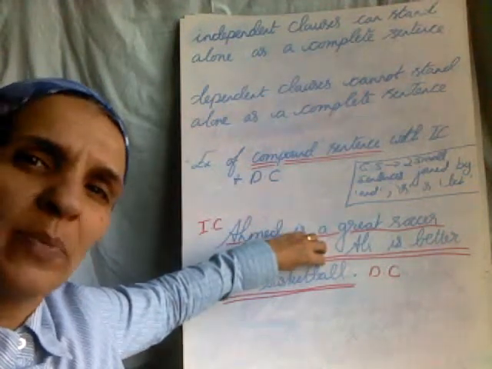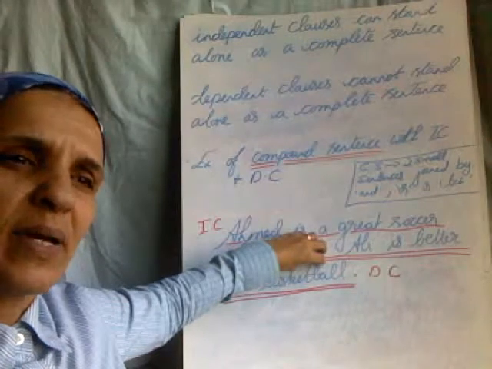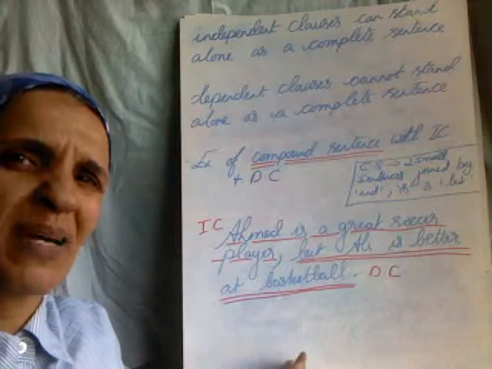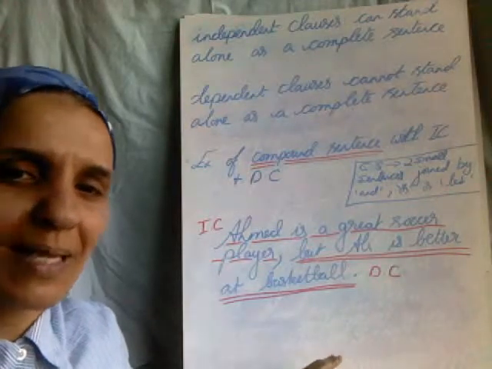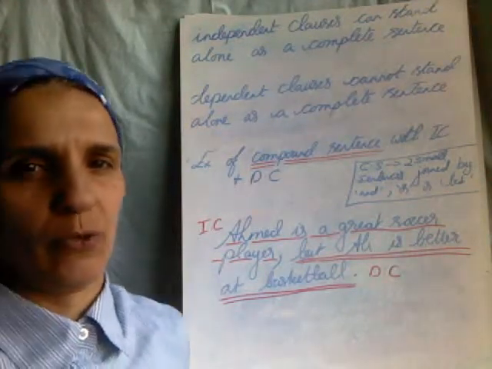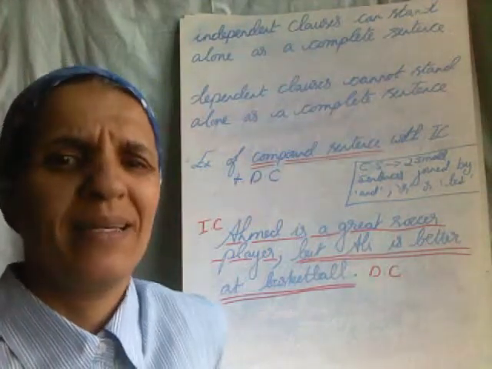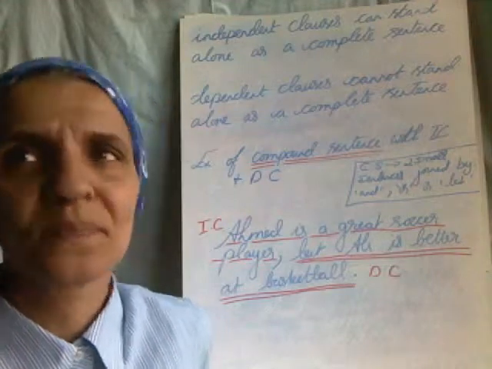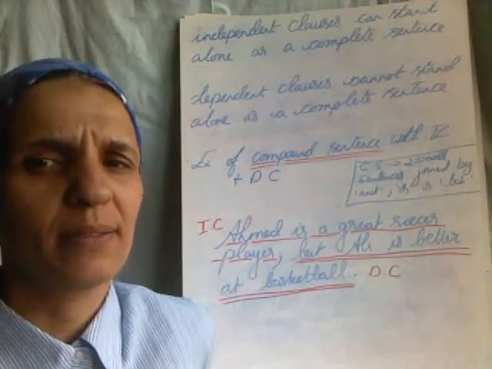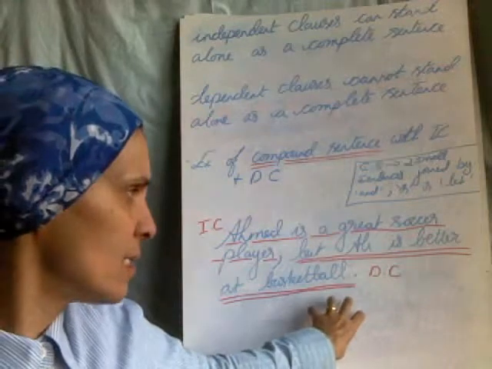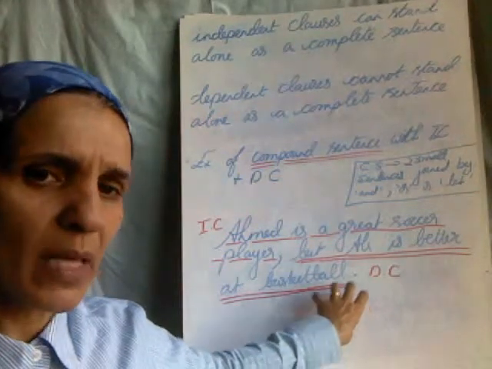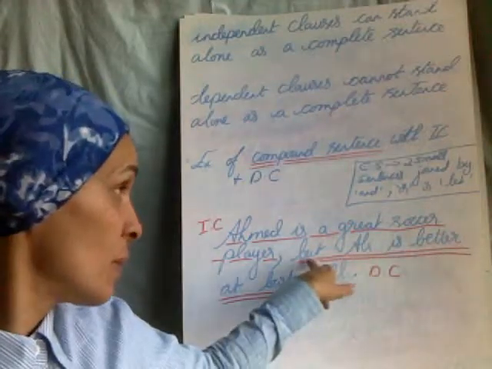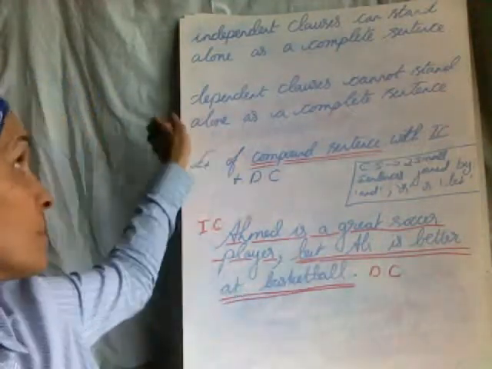That would also be an independent clause, but since we have added the word but, Ali is better at basketball, now it has made it into a dependent clause because it doesn't make sense. But Ali is better at basketball. It can't stand on its own as a sentence, okay? It doesn't make sense. So this is the dependent clause. And this is a compound sentence. They were two small sentences joined by the word but.